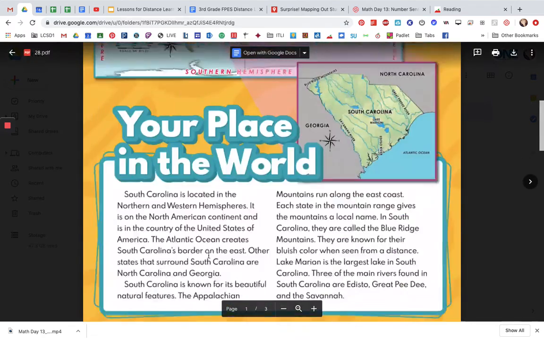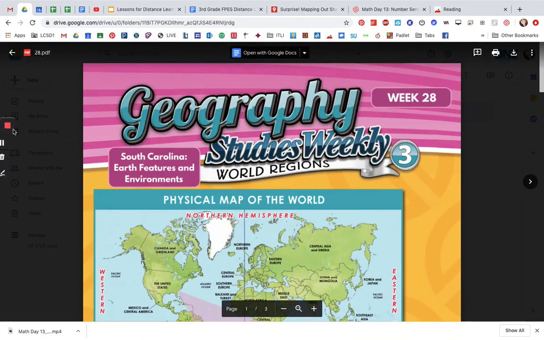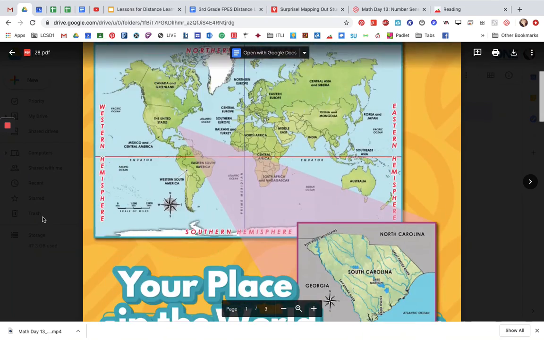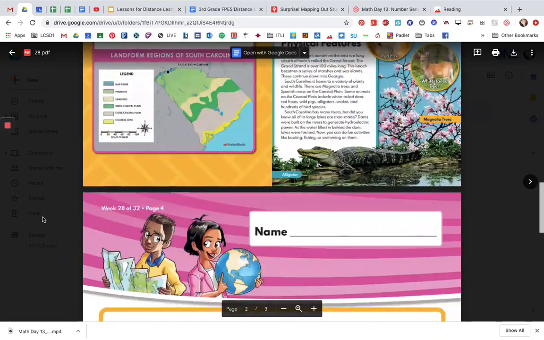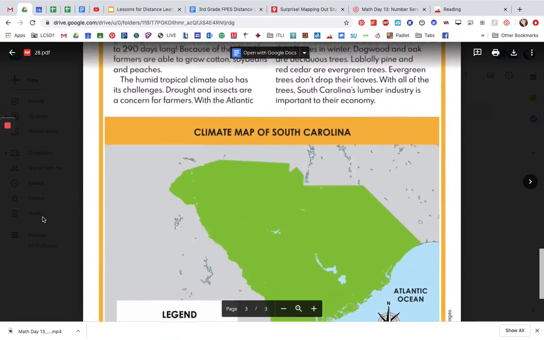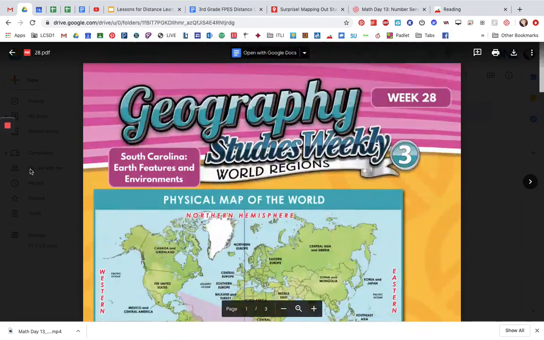All right, so all of the work now has been done for this article, week 28, on South Carolina, and you have learned all about the earth features and environment of South Carolina, and you have learned all about the climate of South Carolina. So next week, you'll start some more on South Carolina.